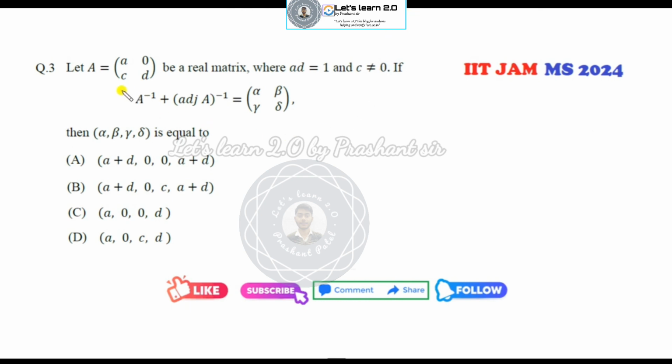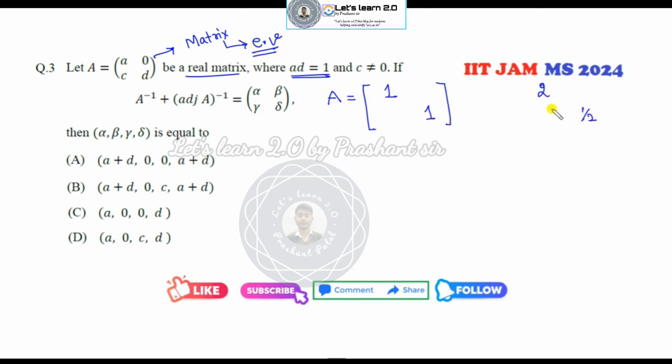Look at this another question. Let A be the real matrix, with AD as my 1. Very simple. Whenever you see a matrix, you always look at the eigenvalue. Fine. So AD is my 1. Can you pick out any pair? The simplest one is 1, 1. You may choose A as 2, D as my half. So that product will be 1. C is non-zero. The smallest one I can choose is 1.